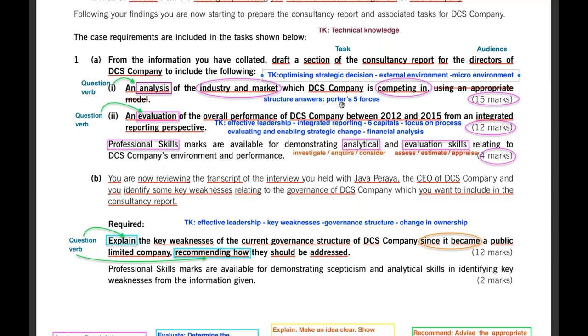So you should by now be thinking of Porter's 5 forces, and under it, the threats from new entrants, threats from substitutes, the bargaining power of buyers, the bargaining power of suppliers, and lastly the competition and rivalry. So for 15 marks, you have these 5 points, and each of those should carry about 3 marks.